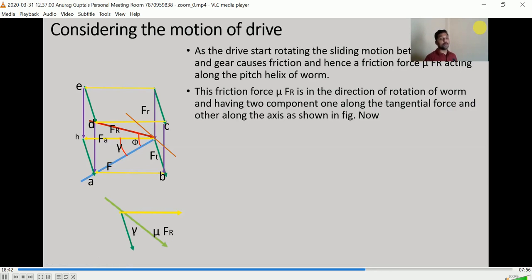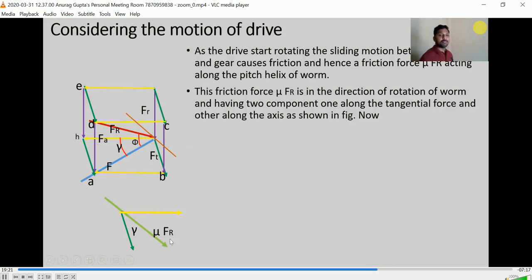And this friction force will again have two components. The angle between the friction force and the force along the tangential direction is the lead angle. Okay, because what is the lead angle? The lead angle is nothing but the angle between the line perpendicular to the axis and the pitch helix. So the tangential direction is always perpendicular to the axis of rotation, and this light green line, that is the friction force line, is along the pitch helix. So this angle will be gamma.